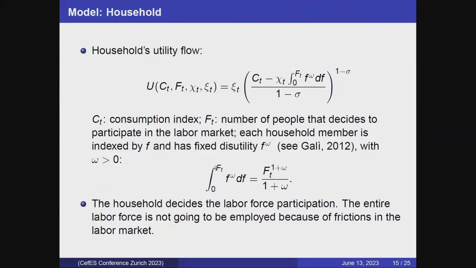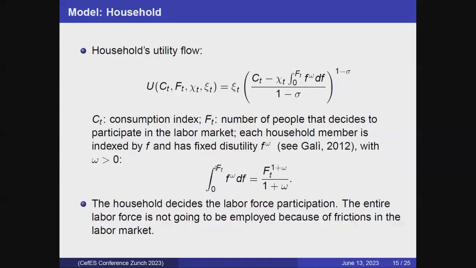So instead of having employment, how much people want to work is how many people want to participate in the labor force. So basically, there is a disutility of working, of participating, which is this F, and there is a measure of people from 0 to big F that can participate. So if you integrate, that term is nothing more than F_t at some power, which is exactly the variable that you're going to choose. So the household is going to decide the labor force participation in this model.